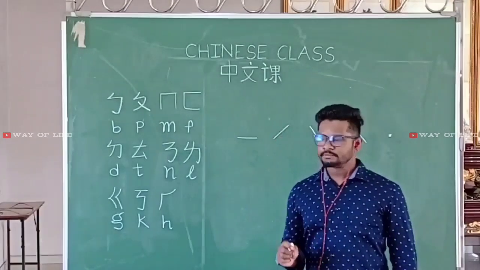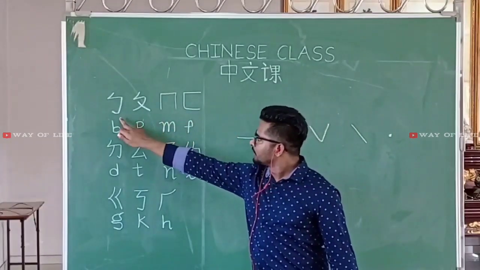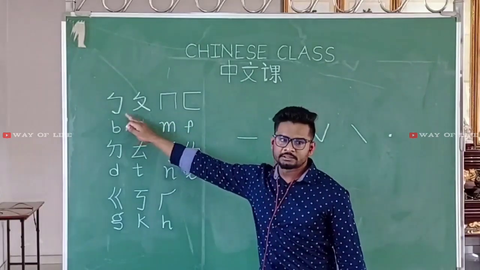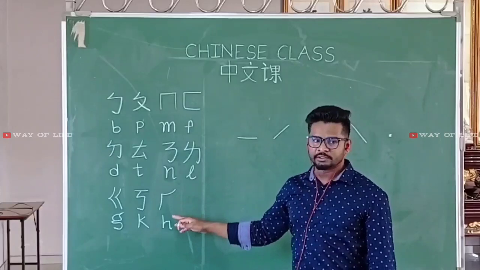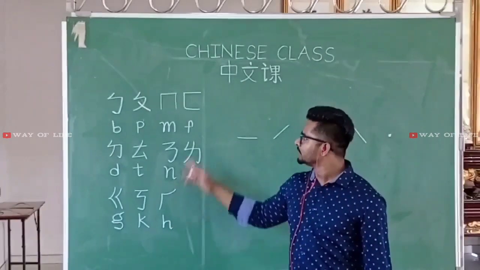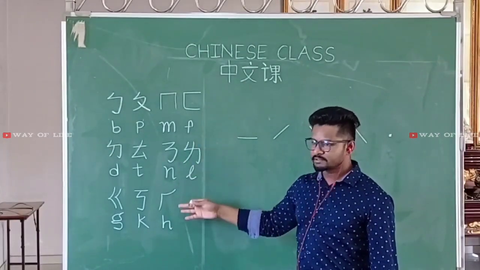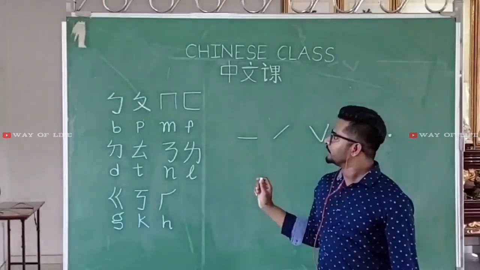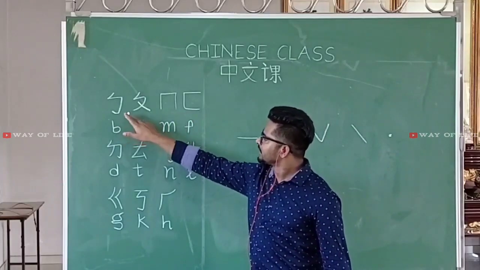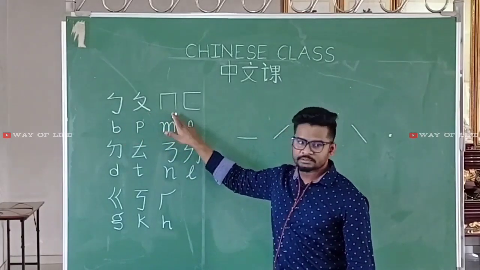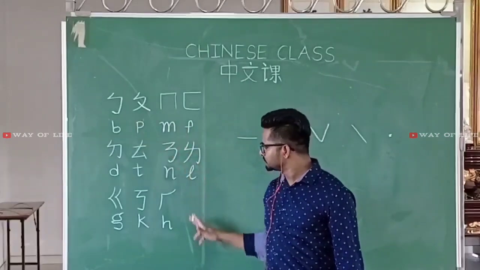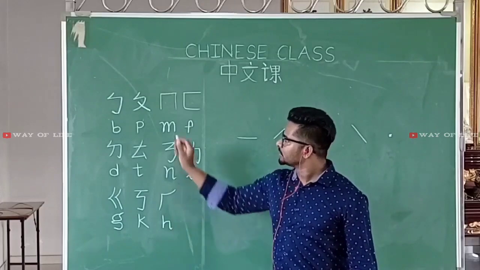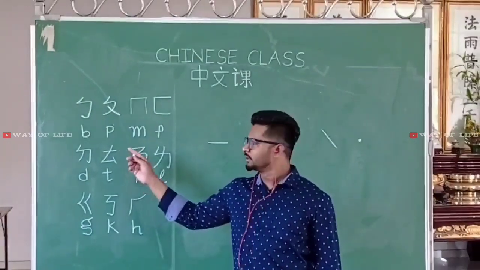Let me tell you one thing, guys. The alphabet in Chinese, you can see P is written like this, and similarly all the first 11 characters are written in Chinese as well as in English. So you can see these Chinese alphabets, right from P to H, P to H. This we use. Okay, guys.